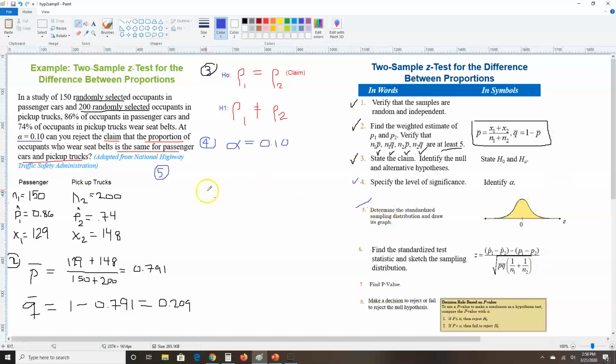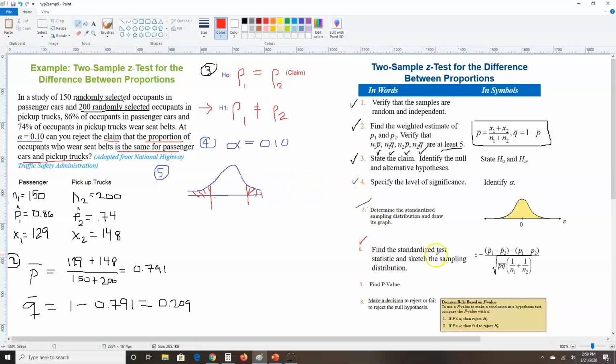This picture, the bell-shaped curve. So here it is. Here's my bell-shaped curve. I need to shade a tail, or one tail or two tails. Who decides that? H1. When you have the not equal, we shade two tails. That's what I'm doing right now. Okay, I'm shading both tails. Good. Now I'm going to go step 6.